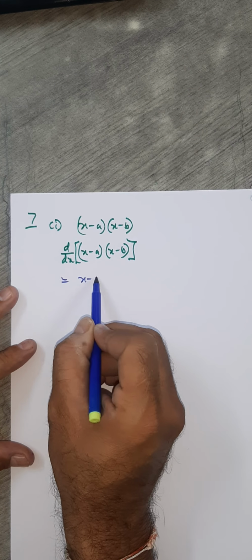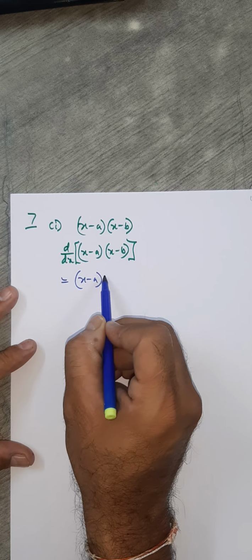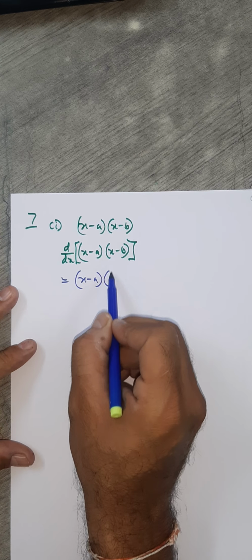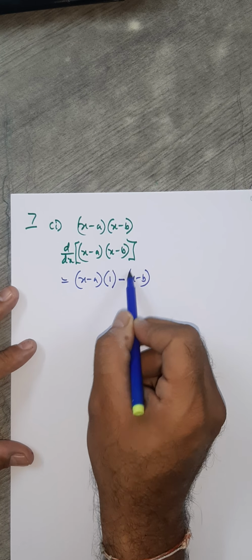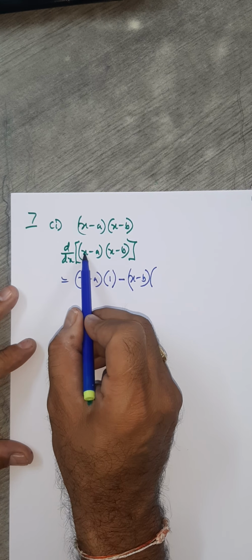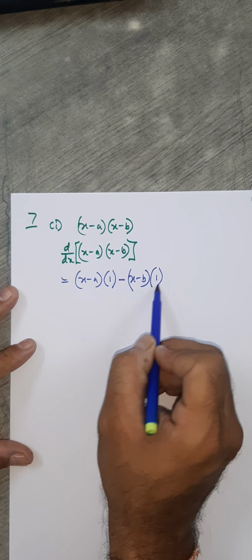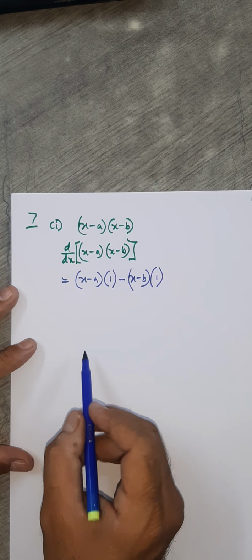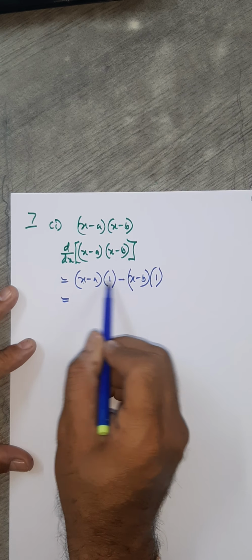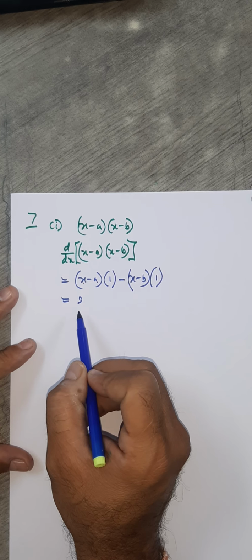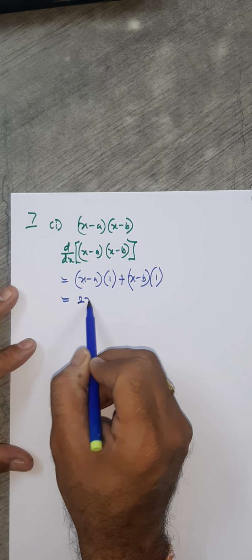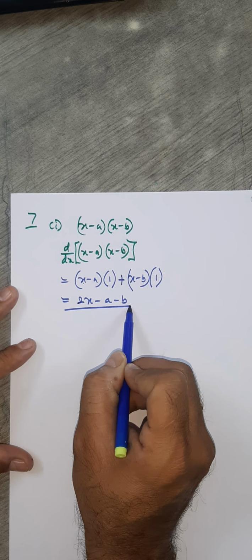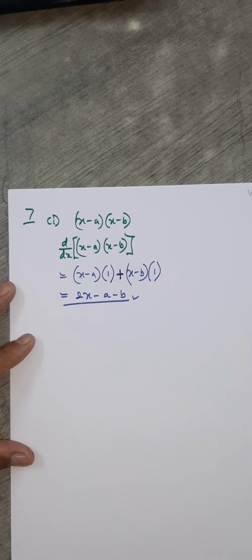So here x minus a as it is. Differentiation of this: derivative of x is 1, derivative of b is 0. Minus x minus b as it is. Differentiation of x is 1, derivative of a is 0. So it is just 1. So you will get here, sorry, this is a plus sign here. So 2x minus a minus b. In the product rule always you have a plus sign, you know.